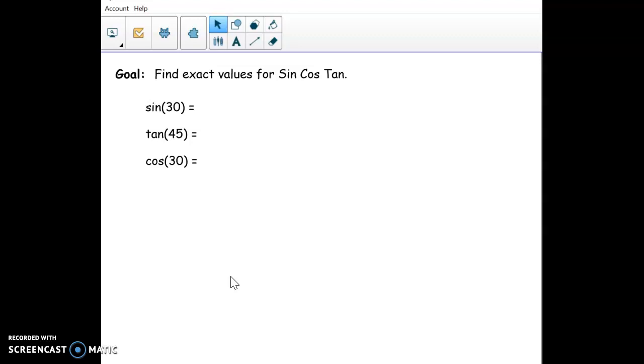Okay, so this lesson is going to be finding exact values for sine, cos, tan, and we're going to be using regular degree angles here. So we want to find like the sine of 30, the tan of 45, cos of 30. Please know that you can use your calculator here.